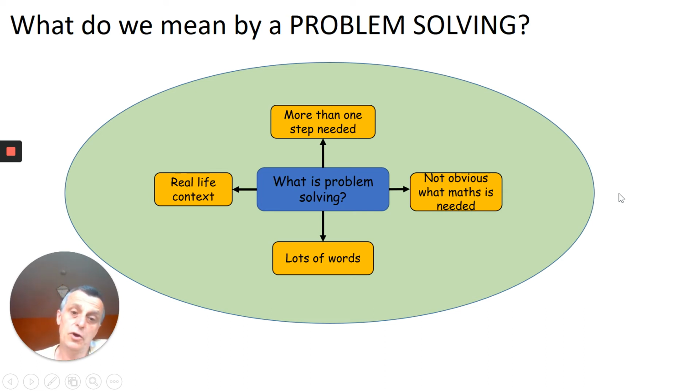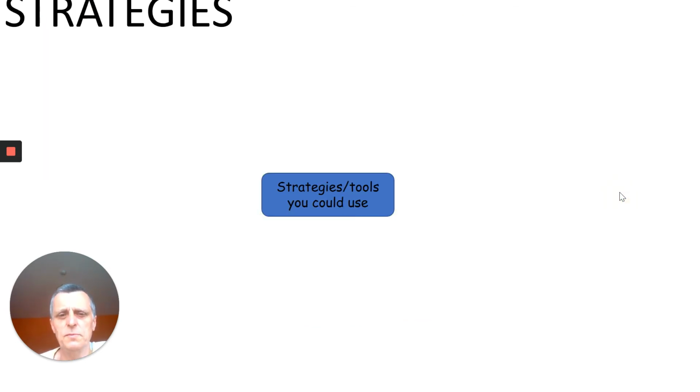Okay, so those, I would say, are what problem-solving questions look like on an exam. You might have other ways of describing them, but that's often it. Real life context, lots of words, not absolutely telling you what maths you need to do, and often multi-step questions. That's what we're talking about. Okay, so let's have a think about strategies. When we see one of these questions and I'm not quite sure how to go about it, what strategies should we be using? What should we be doing? Let's have a think about that.